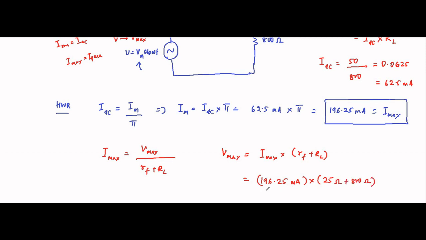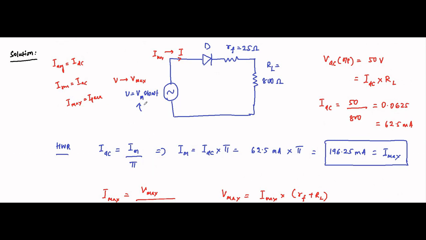So it's better you convert it into ampere, which is equal to dividing by 1000. Okay, this. So the final result, the maximum value of the voltage, is coming around 161.9 volt, or we can round it off to 162 volt. So the maximum value of the input AC voltage here, Vm or Vmax, is equal to 162 volt.